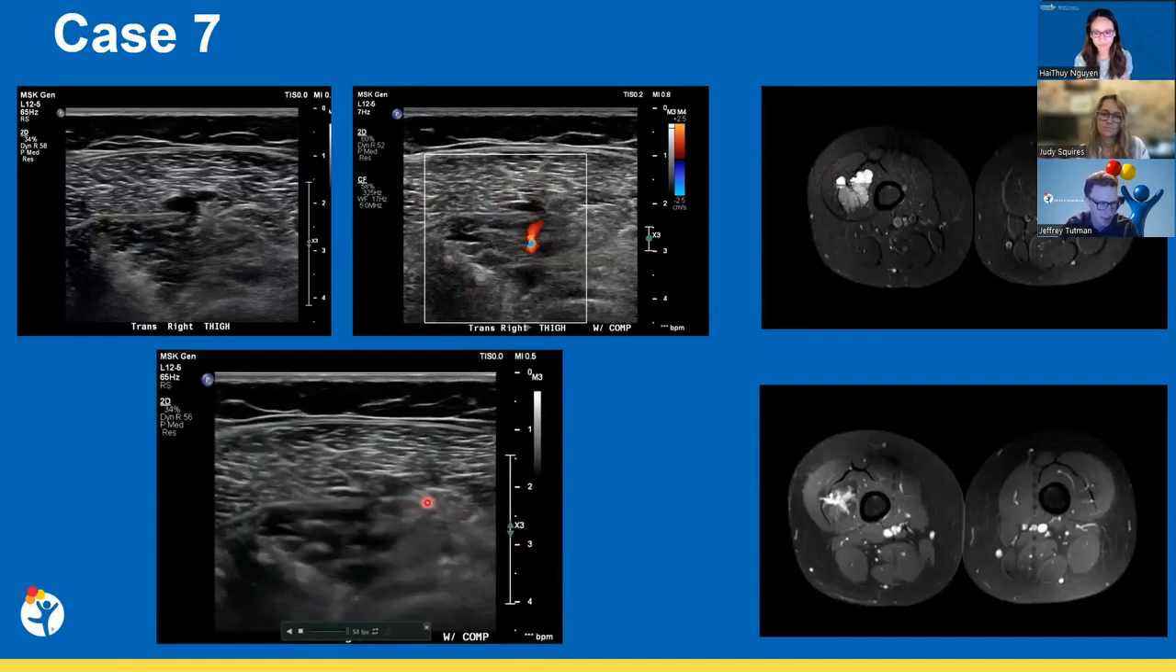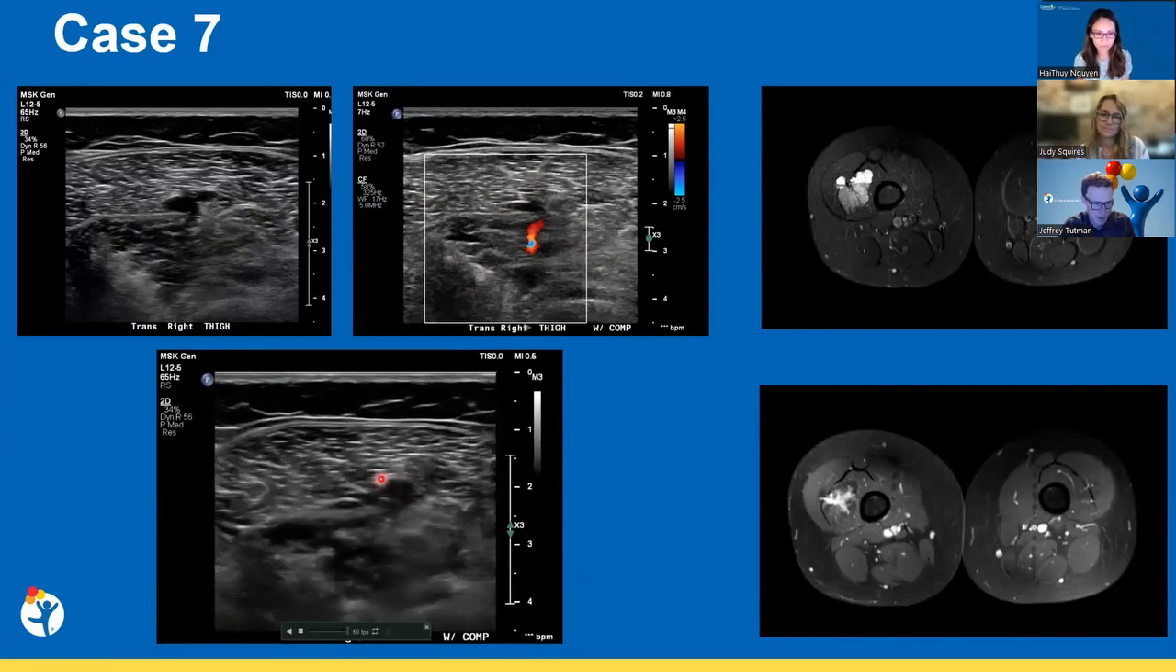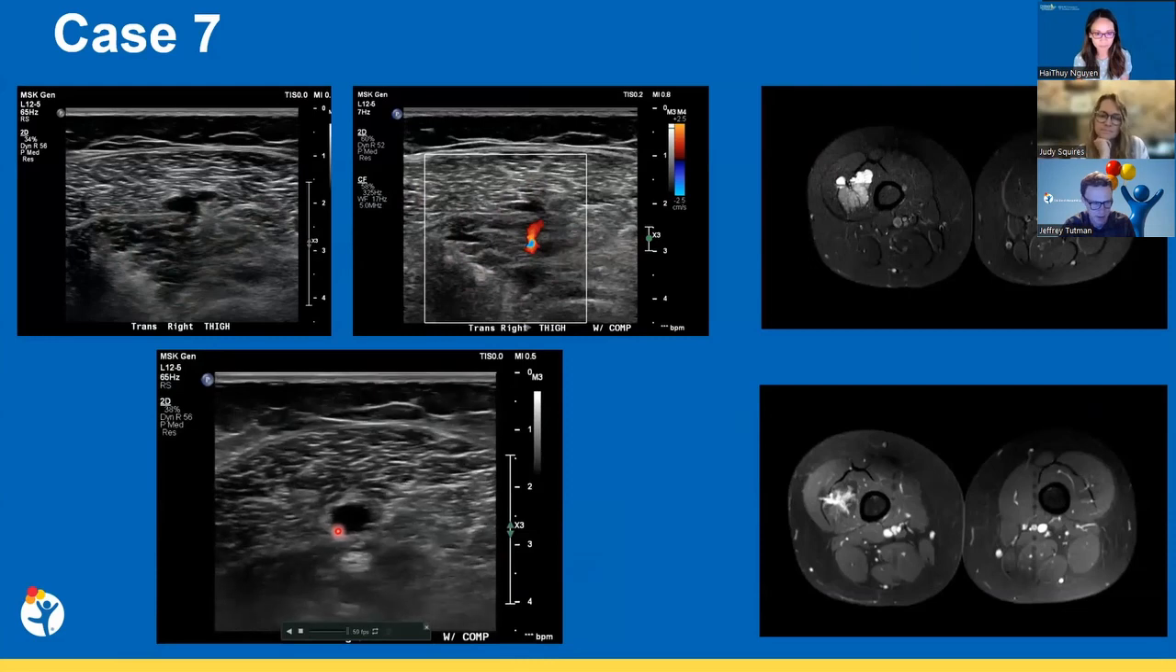I'll play through this little cine clip. There's this little ectatic vein more superficially that we can see does compress, but the rest of the lesion doesn't really change a whole lot. We can see those fluid levels on MR, and then on the post-contrast images, we can see that heterogeneous post-contrast enhancement.